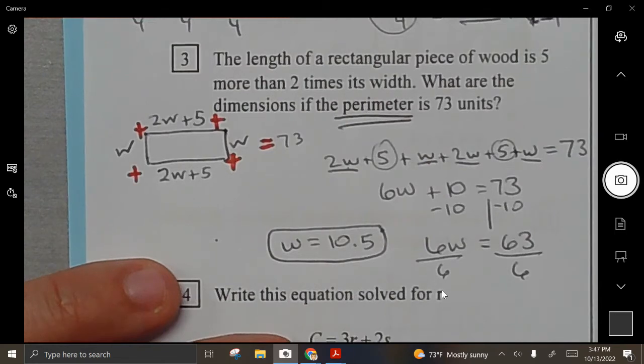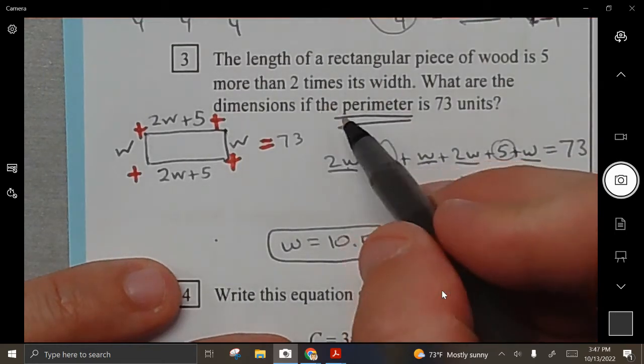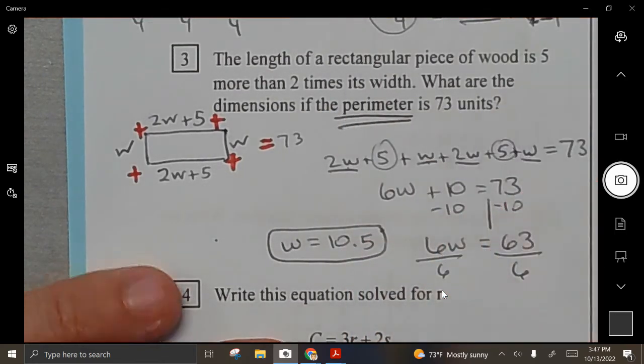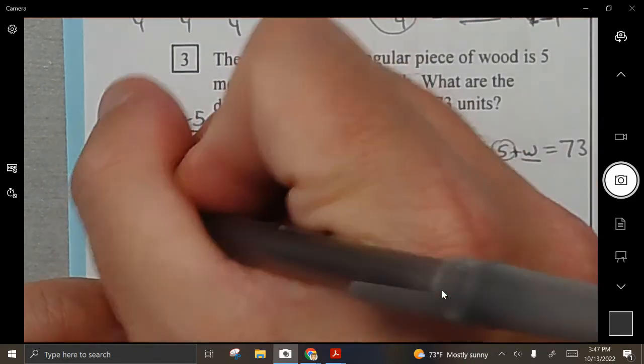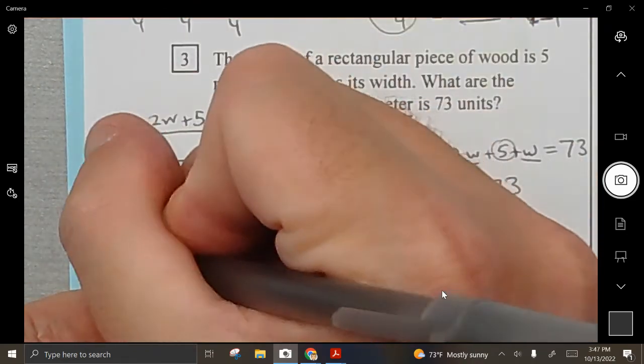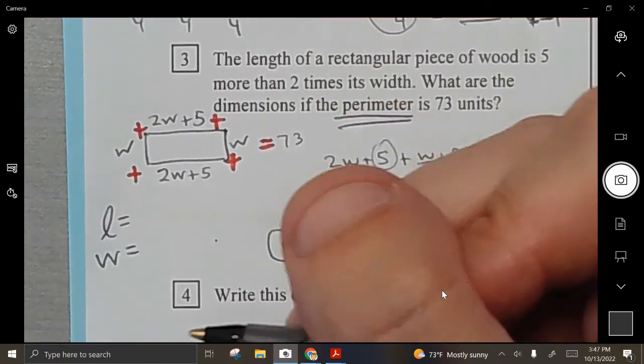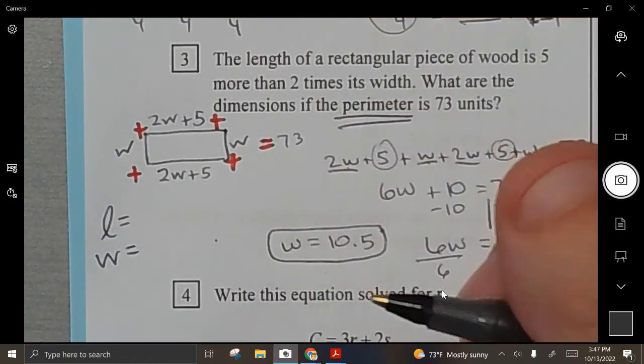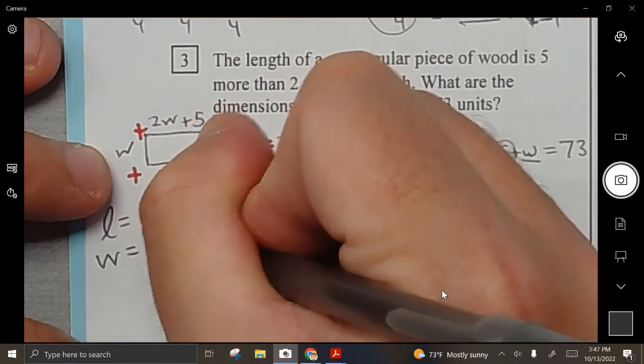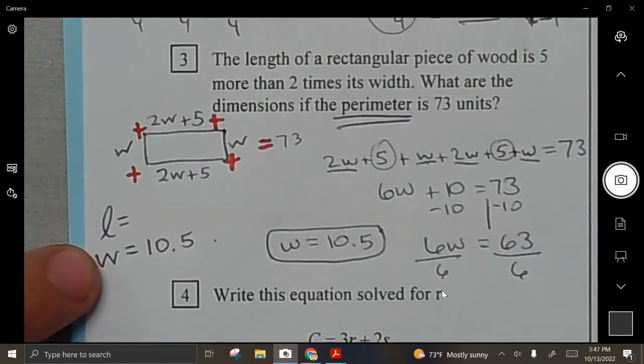It's asking what are the dimensions if the perimeter is 73 units. It wants to know what is the length and what is the width, okay? So that's a tough one. We know what the width is, but what's the length?